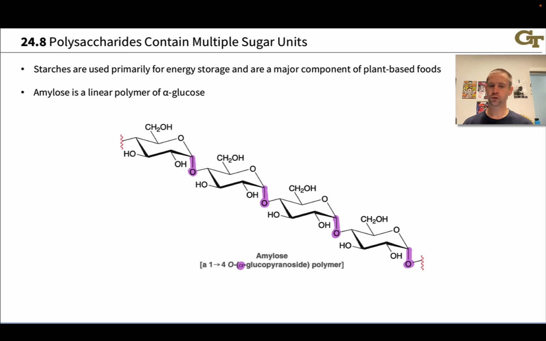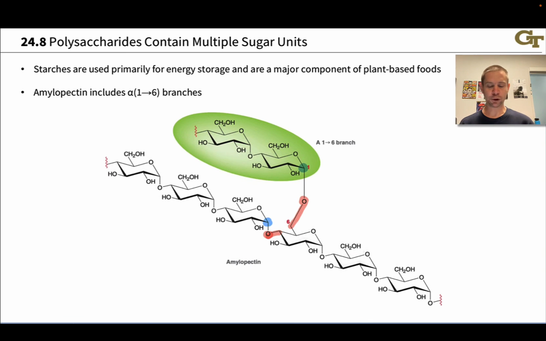And organisms can use it for energy storage. Now, amylopectin is similar to amylose in that it consists of alpha 1,4 glycosidic bonds, but amylopectin also includes branching points. So every few sugar units, there is an alpha 1,6 linkage that creates a branch. So amylopectin is more highly branched, and this leads to some differences in properties and capacity for storing energy and that kind of thing.